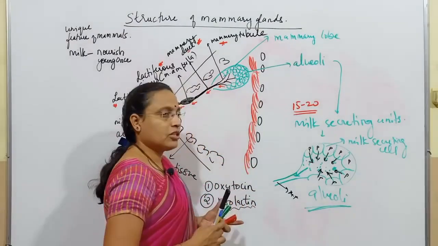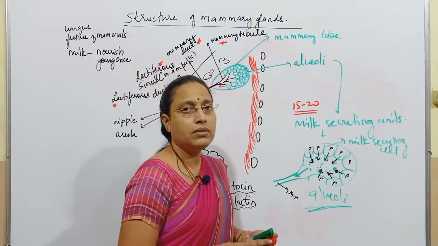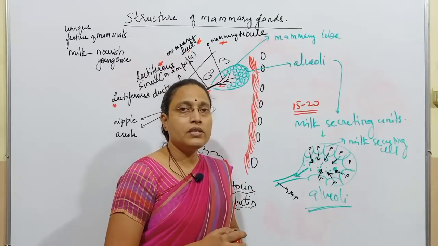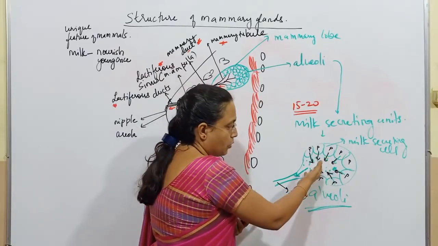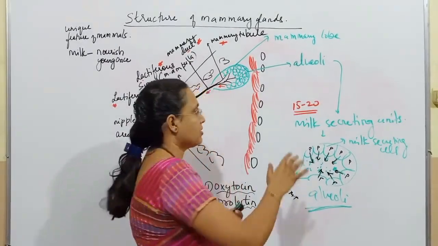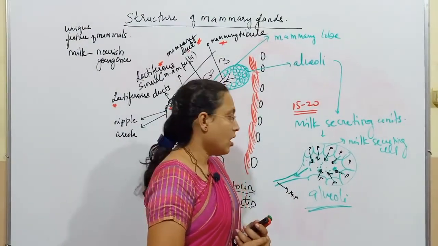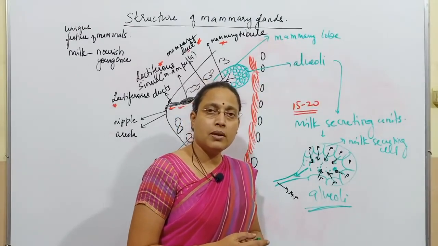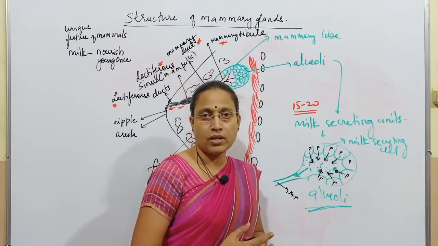Now for milk ejection, there is one more hormone called oxytocin. The role of this hormone, in common sense, is that it will push the milk that is stored here finally into the duct system. Two portions: this is the glandular portion, this is the duct portion. Oxytocin is secreted by the hypothalamus, stored in the posterior pituitary, and released from the posterior pituitary.